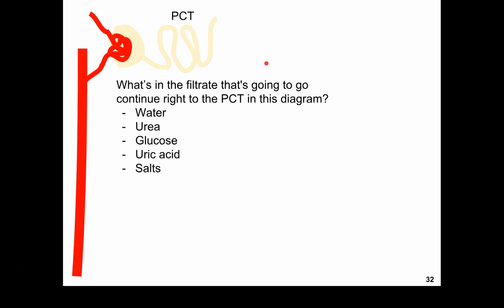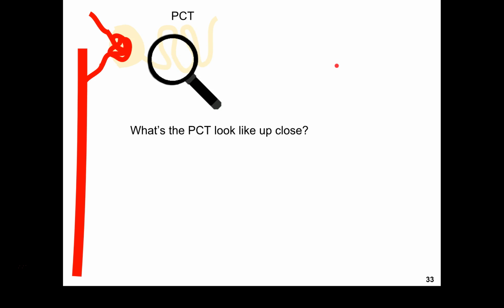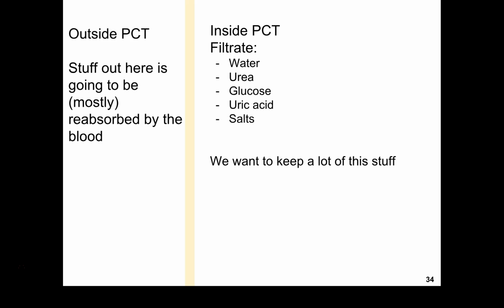And again, this is not necessarily anatomically correct, but it is taking this very convoluted path with what we call filtrate. And what's in the filtrate that's going to continue on into the PCT? Well, water is in the filtrate, urea is in the filtrate, there's some glucose in the filtrate, there's some uric acid in there, and there are salts as well. So all of these things being filtered out, continuing along their merry way on the PCT. So what does the PCT actually look like? We're going to take a closer look at it to see a bit about its function.